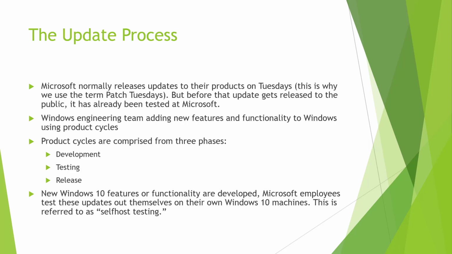So the update process normally has 3 main phases: a development, a testing, and a release phase. Normally, Microsoft releases updates on Tuesday, and it's normally the second Tuesday of the month, I do believe. Essentially, the Windows engineers will add the new features and functionality to their different product cycles. Internally, they will test it, and they will verify it, and then they will test it again.